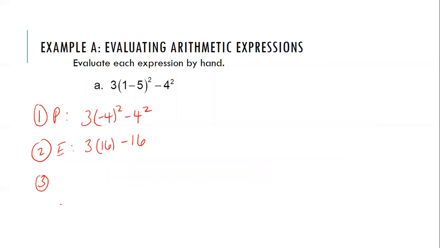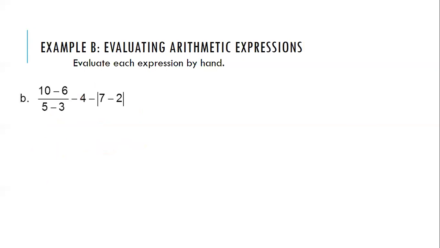What will we do third? Multiply. So I have 3 times 16, which gives me 48. And then lastly, we would subtract. And what is 48 minus 16? 32. Okay, that is what it means to evaluate using PEMDAS. Sounds familiar? We all remember? You got those skills somewhere? All right. Let's try another one, a little bigger.